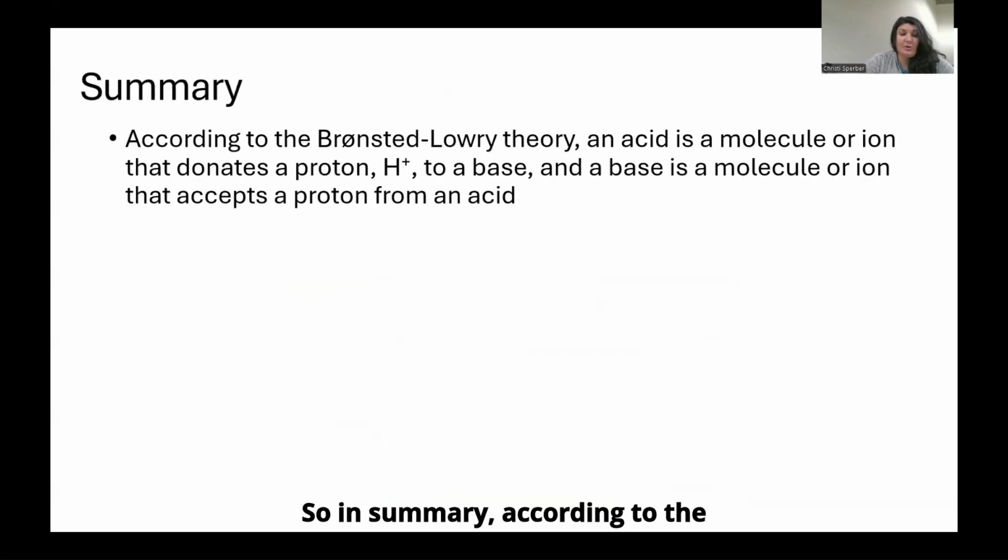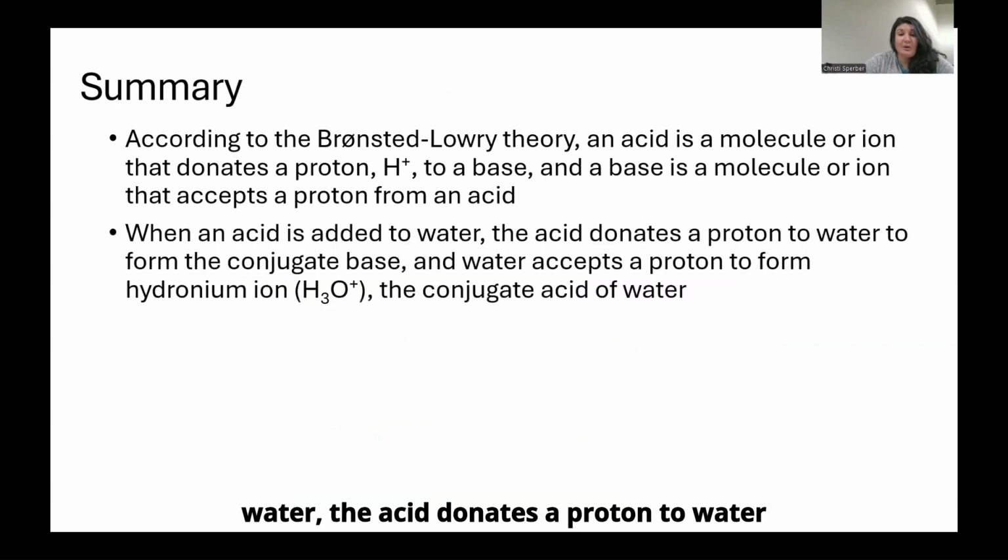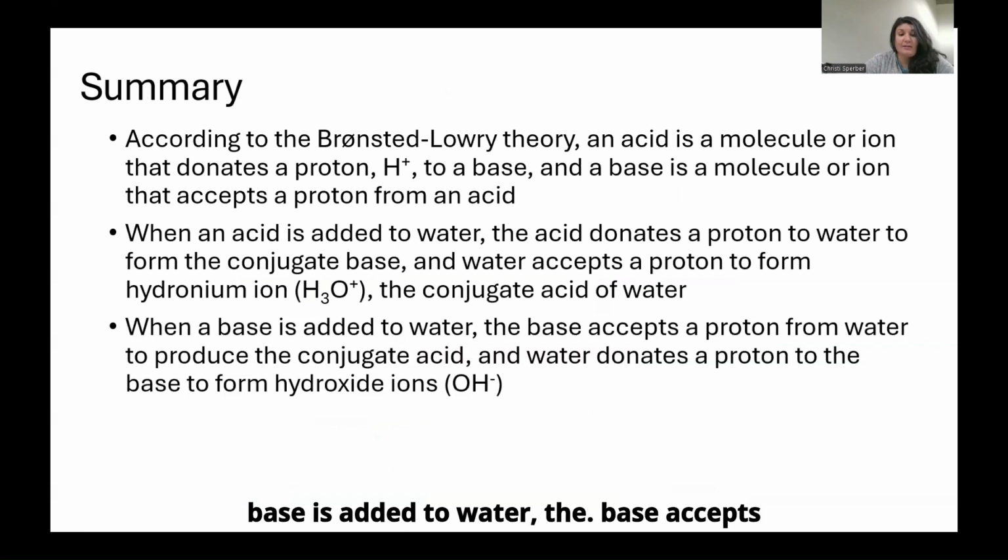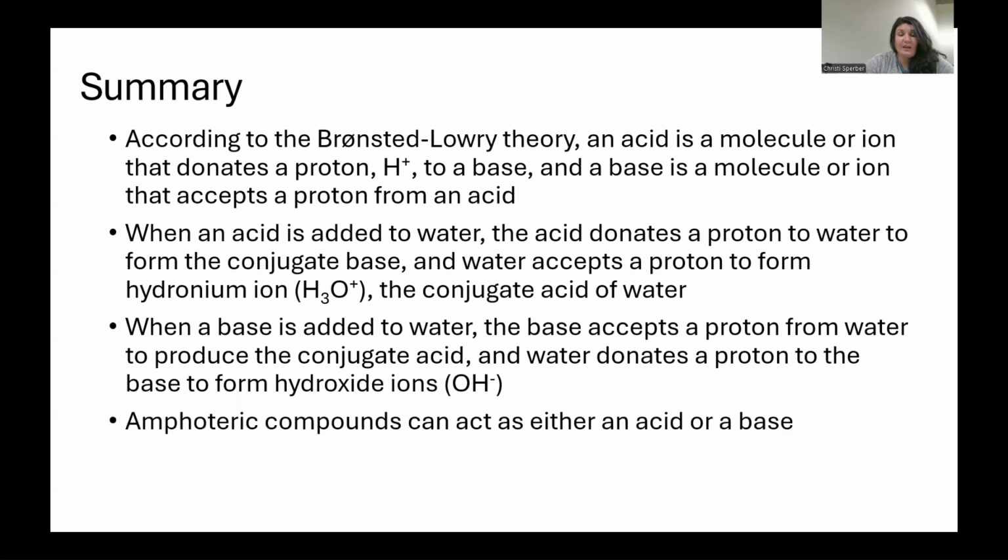So in summary, according to the Bronsted-Lowry theory, an acid is a molecule or ion that donates a proton to a base, and a base is a molecule or ion that accepts a proton from the acid. When an acid is added to water, the acid donates a proton to water to form the conjugate base, and the water accepts the proton to form hydronium ion, the conjugate acid of water. When a base is added to water, the base accepts a proton from water to produce the conjugate acid, and water donates a proton to the base to form hydroxide ions. Amphoteric compounds can act as either an acid or a base.